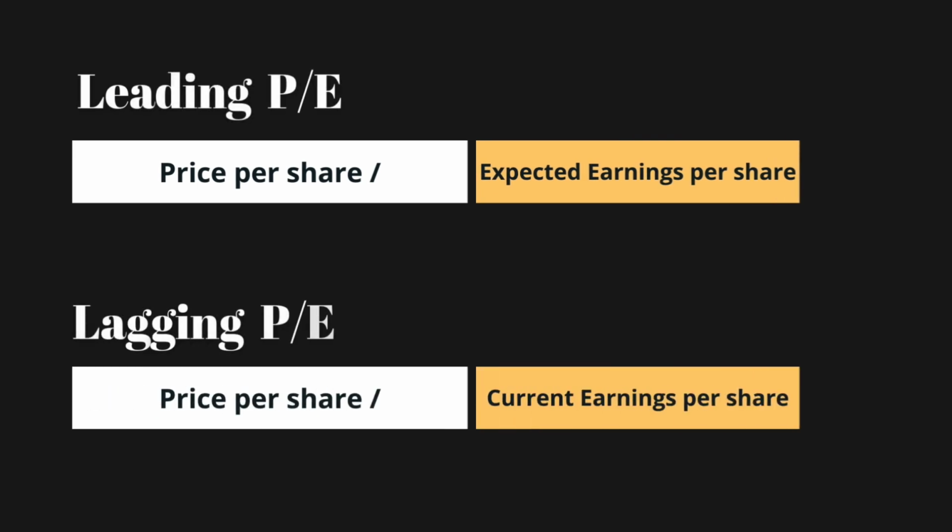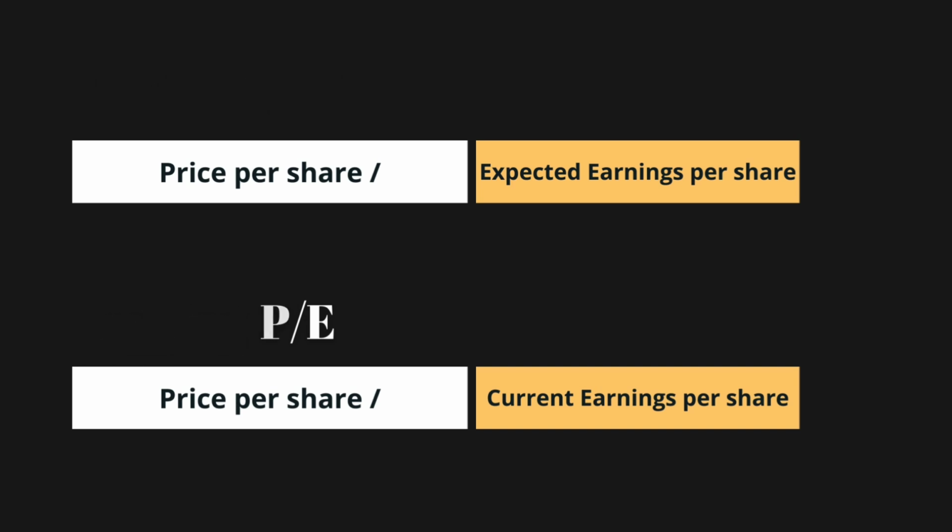In the same way, earnings per share used in the denominator can be the current earnings per share or the earnings expected for future calculated through valuations. It gives us two types of PE ratios, leading PE ratio and lagging PE ratio. Leading PE ratio uses future earnings in the denominator and lagging PE ratio uses current earnings in the denominator. PE ratio is a good metric, but sometimes it can be misleading. Let's discuss about that too.